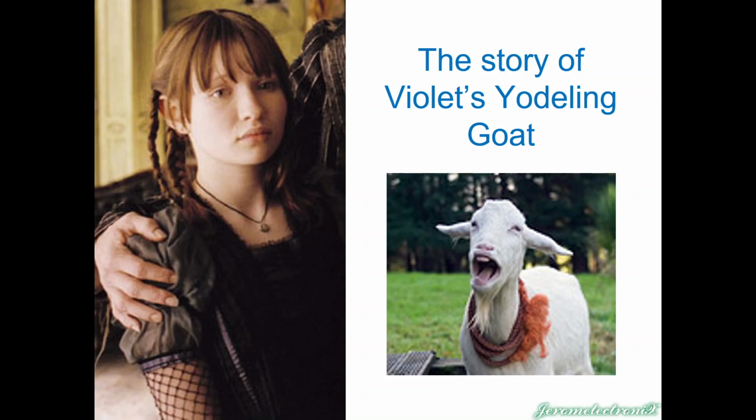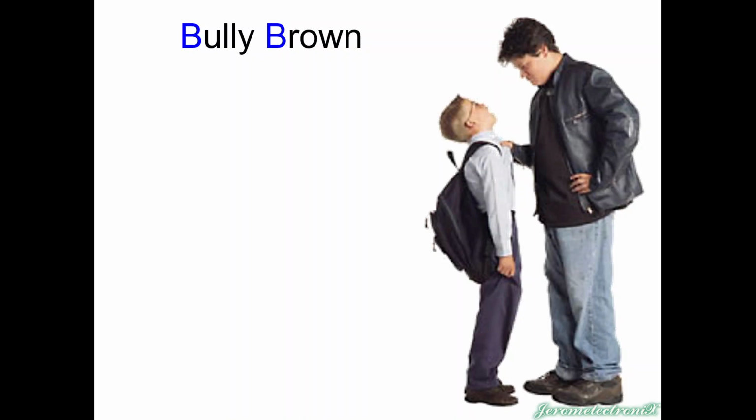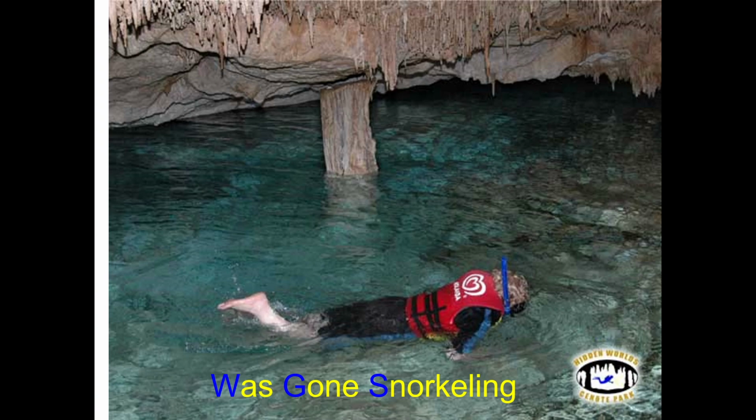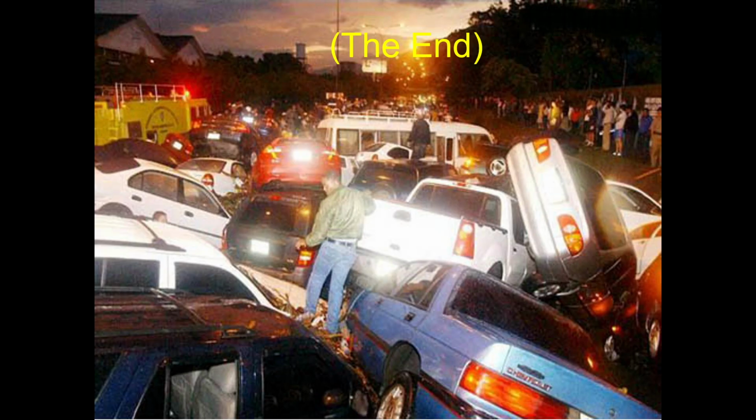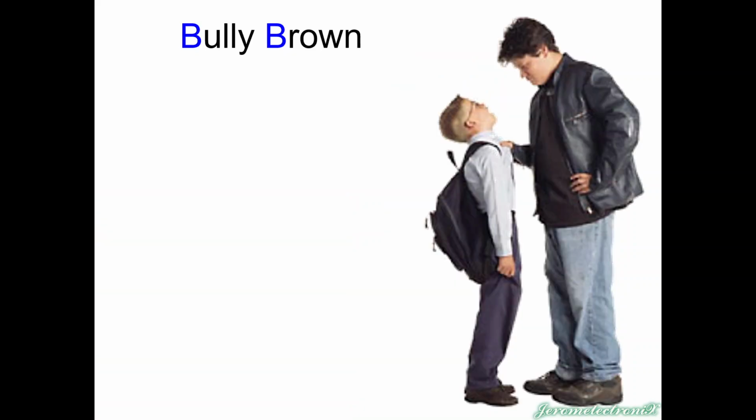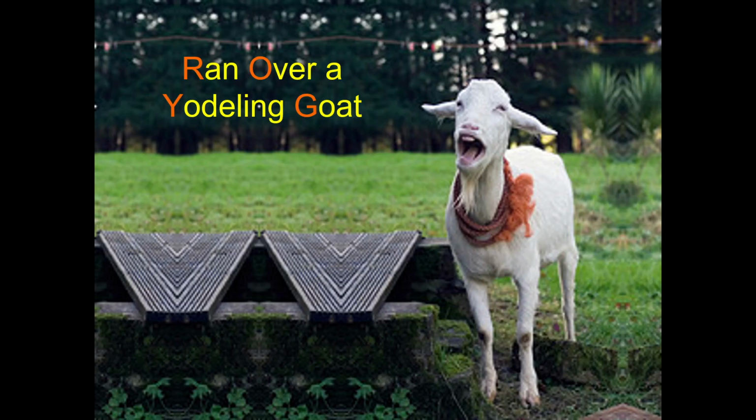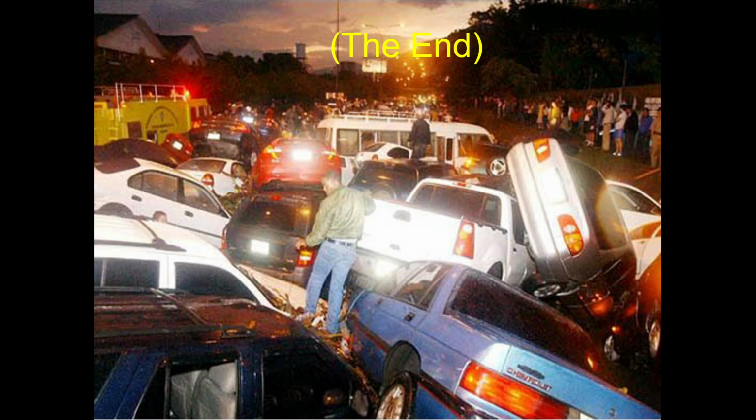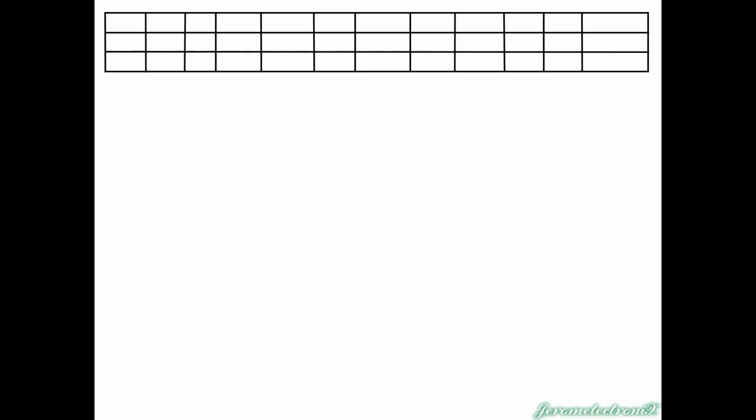Here is the story of Violet's yodeling goat. Bully Brown ran over a yodeling goat because Violet's granny was gone snorkeling. The end. In any case, I'm going to state that story one more time. Don't bother writing it down yet. We will write it down in just a second. Bully Brown, notice the first letters are a different color, ran over a yodeling goat because Violet's granny was gone snorkeling. The end. Okay. What does that all mean?